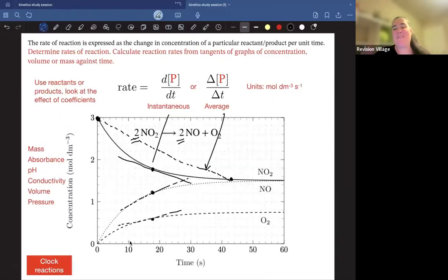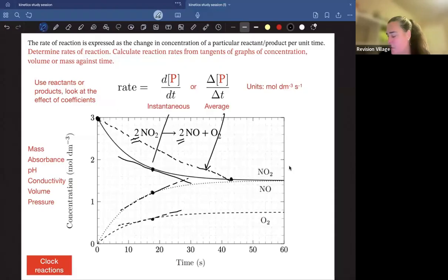All right. I was going to say one more thing about clock reactions before everything went to heck. With clock reactions, you might have done the thiosulfate clock reaction or the iodine clock reaction. That's when you watch a reaction occur and you stop your timer when the solution turns black or when you can't see the cross anymore. There you measure the time for the reaction to be done. And if you're interested in the rate of that reaction, you can't take a tangent to a curve or anything.